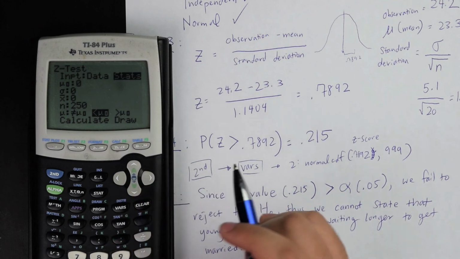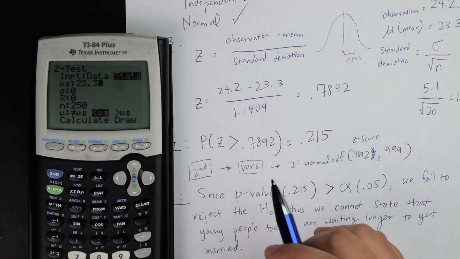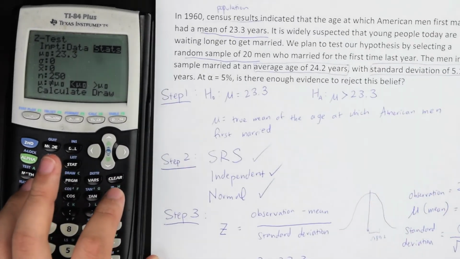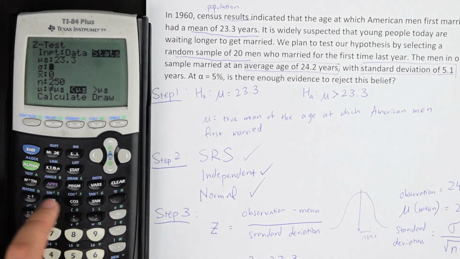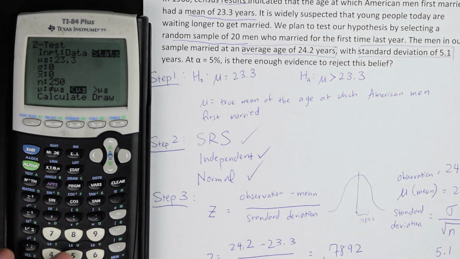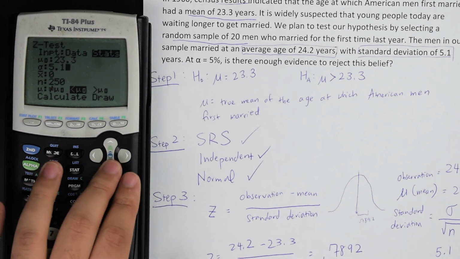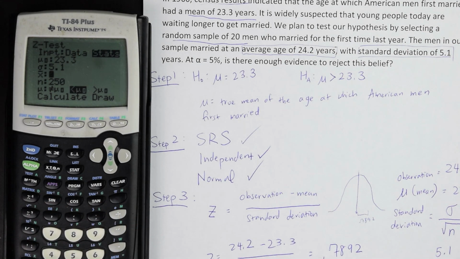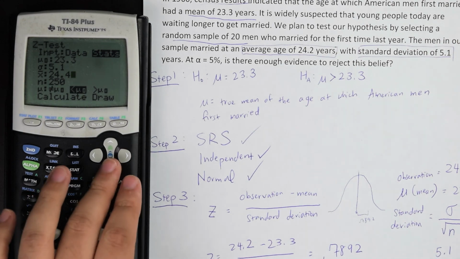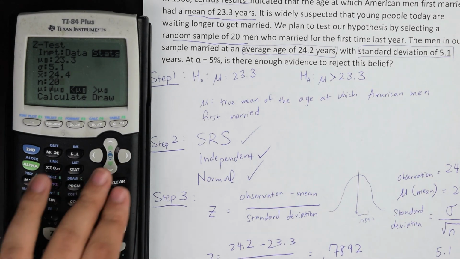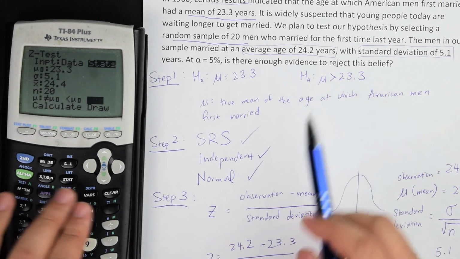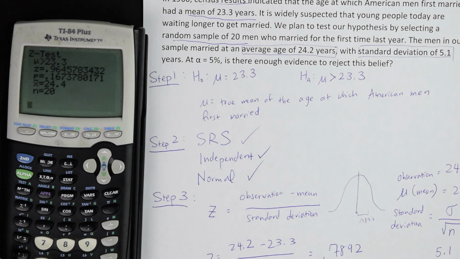Right here, my true value of the mean is going to be 23.3. I'm following the question. And I'm going to bring this down just in case you want to follow along. My standard deviation for this question is going to be 5.1. My sample mean, or observation value, is going to be 24.2, and my sample size is going to be 20. And I'm going to change this to greater than, because that's what our null hypothesis states, and I'm going to calculate it.